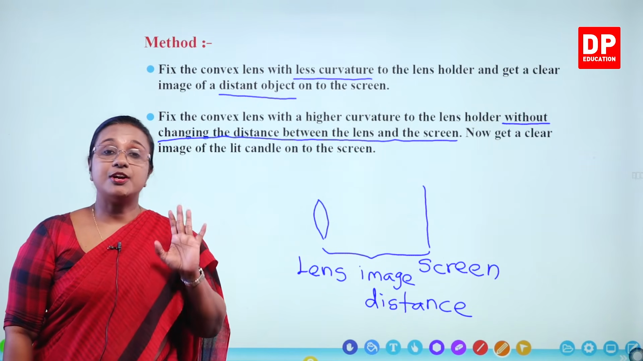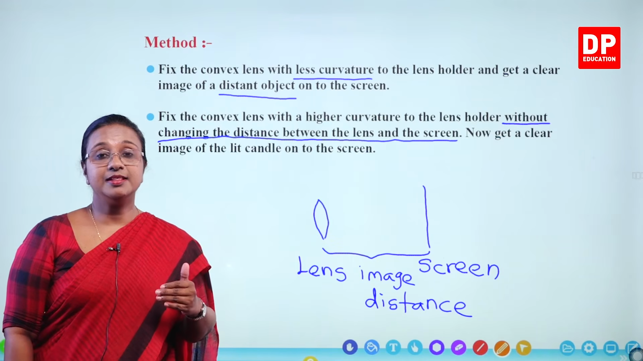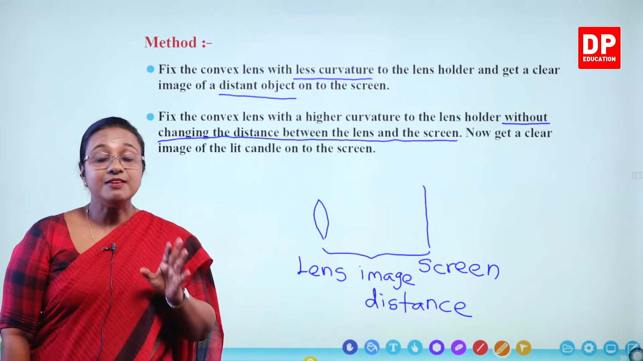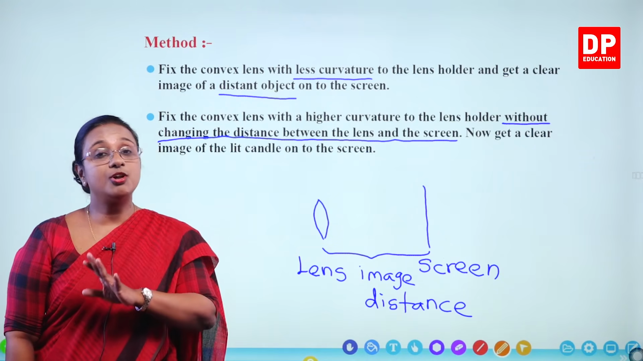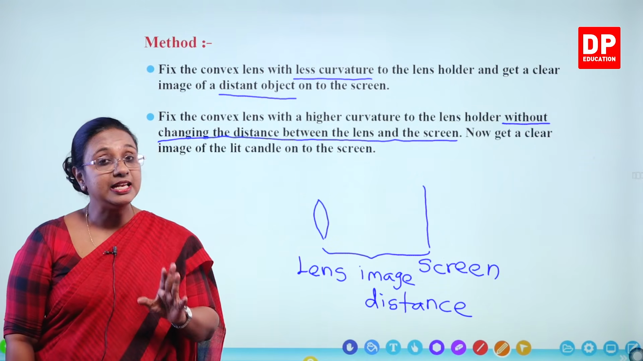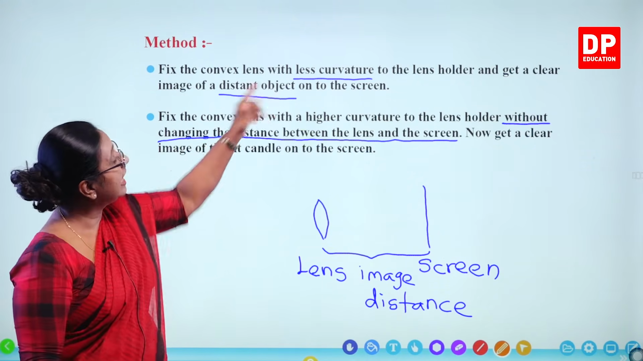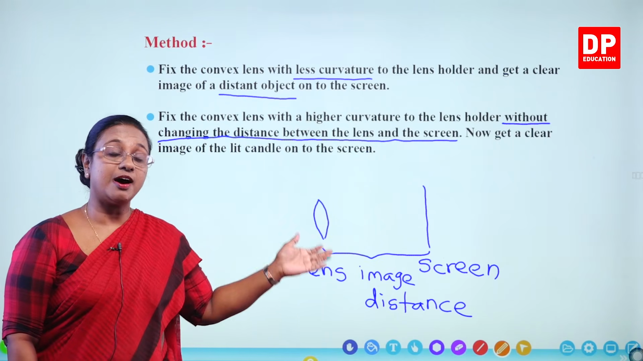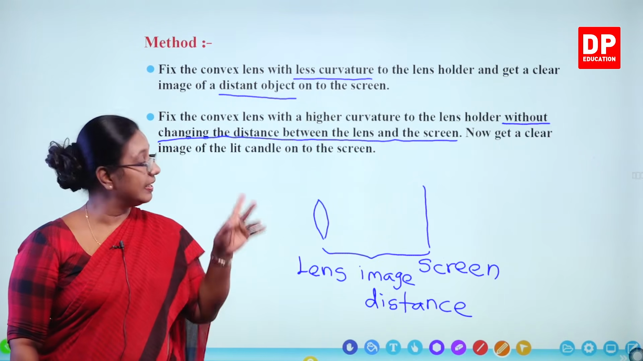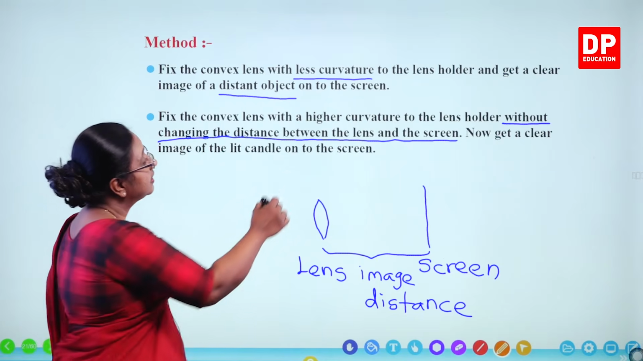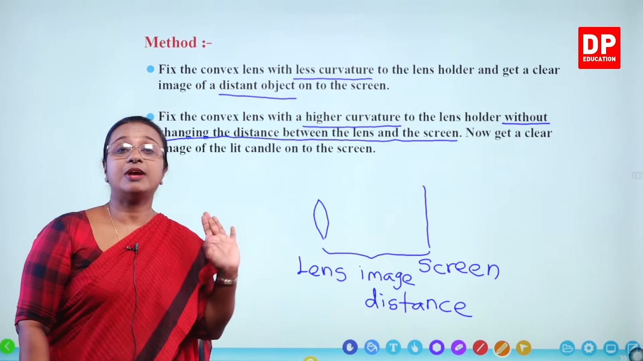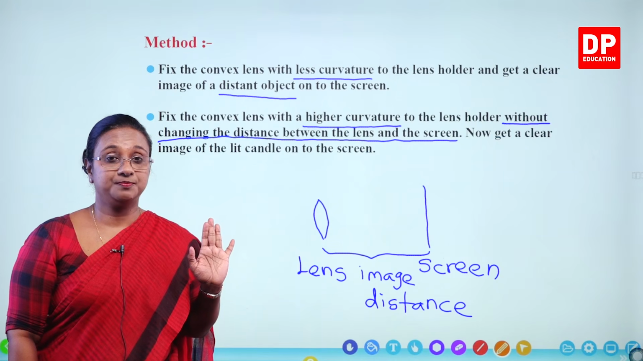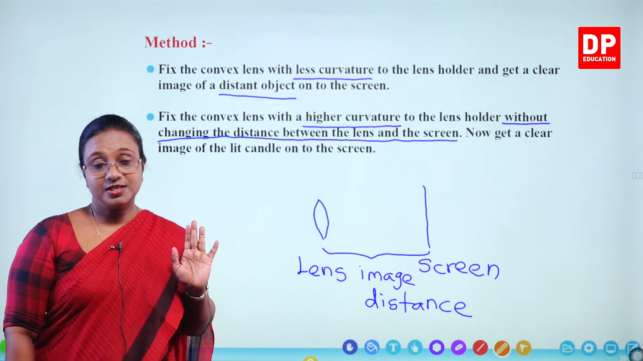So first we have an object that is far away. Then we get the image. Then we have the close by object, that is the candle. With that also we get the image. But initially we use the lens with less curvature for the far away object and the lens with high curvature here, that is for the close by object. Then you look at the image formation. Is that clear to you all, students?